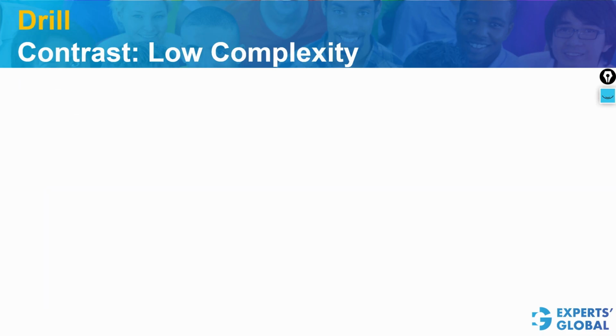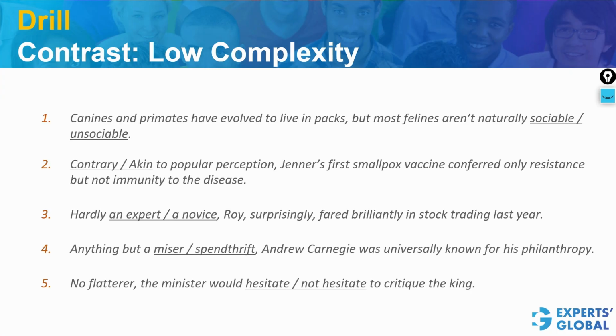Here is the drill. On this slide, you will find 5 sentences with 2 answer choices each for the underlined part. You need to select one of the 2 underlined answer choices. Please pause the video and attempt all 5 while targeting 100% accuracy.